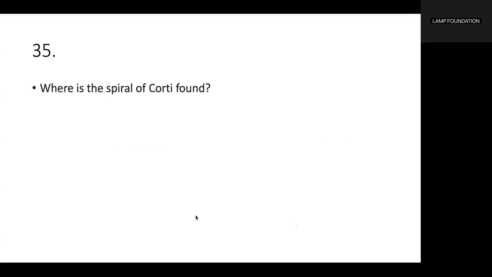Where is the spiral organ of Corti found? In the cochlea of the ear. Cochlea of the inner ear. That's the cochlea. How does the inner ear contribute to hearing?